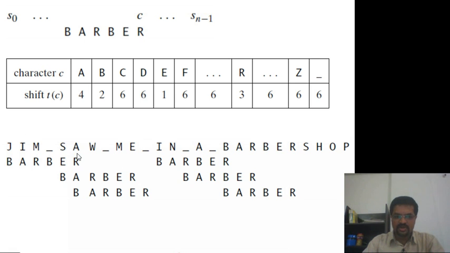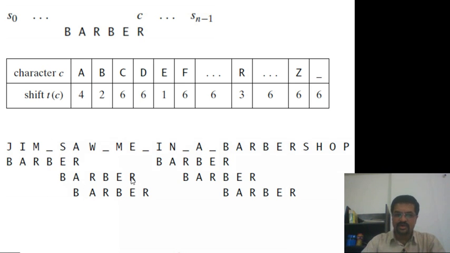In the algorithm, I start matching the last character of the substring with the last character of the pattern. If it's a mismatch here, I look for the shift value for A in the table, which is 4. So I move the pattern by 4 characters. All we are trying to do is align this A with the A here, so that there is a possibility of BARBER here. Maybe it's not here, but there is a possibility, right?